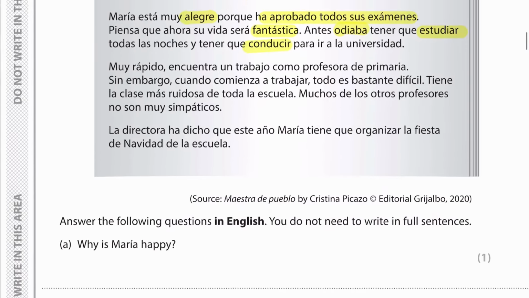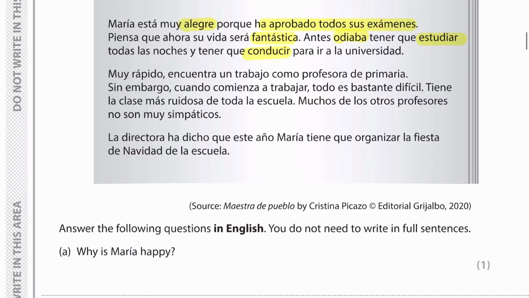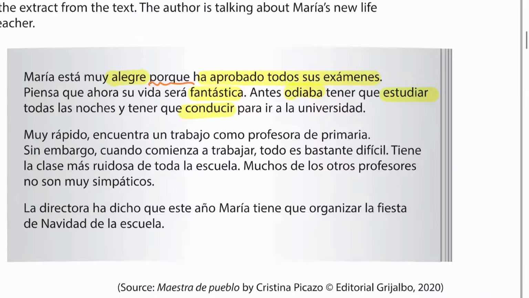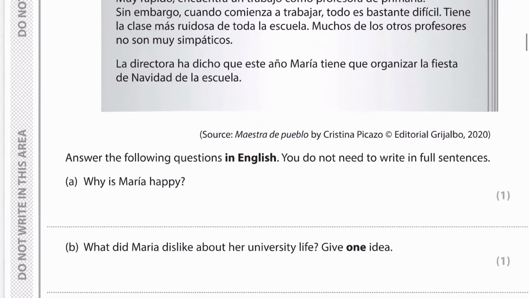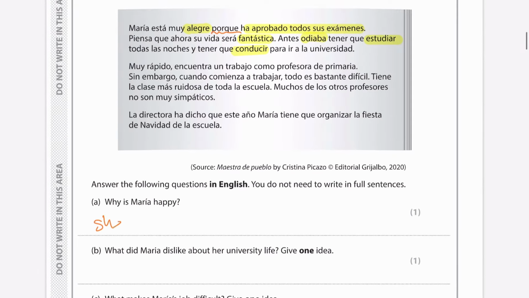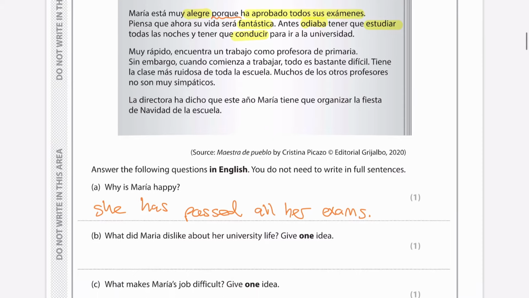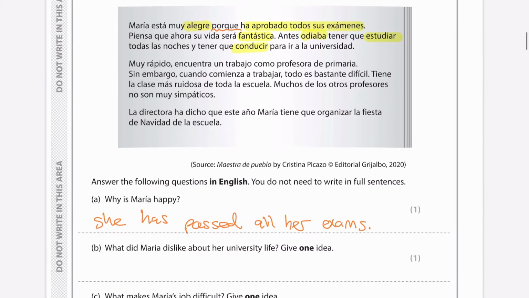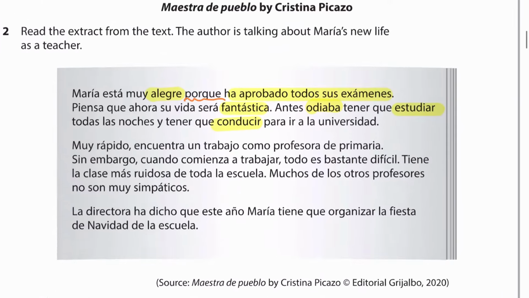So why is Maria happy? Because is the word porque. So whatever after the word porque is, we can just sort of copy a bit of that. So because she has passed, todos is all, so she has passed all her exams. Okay, that's why she's happy. Fair enough, she's passed her exams. Why wouldn't you be happy? What does Maria dislike about her university life? Give one idea. So it mentions her disliking something with the word odiaba.